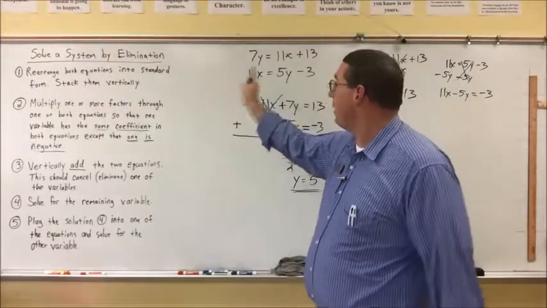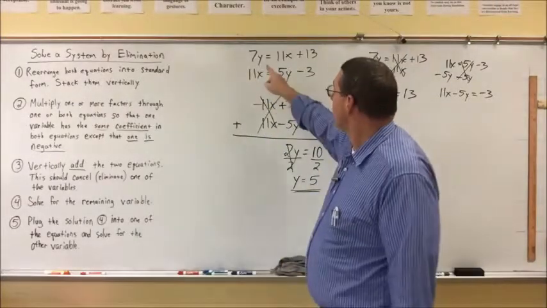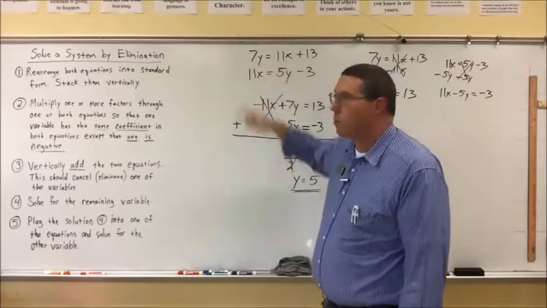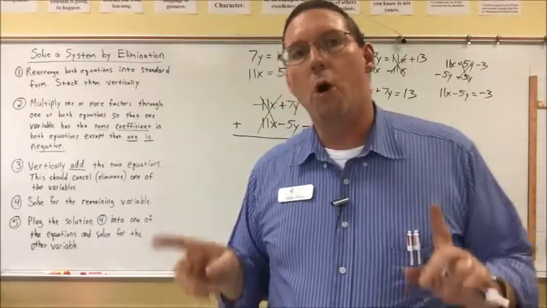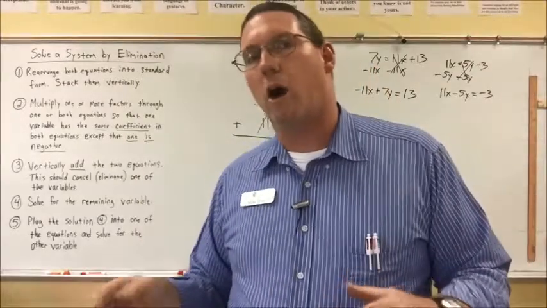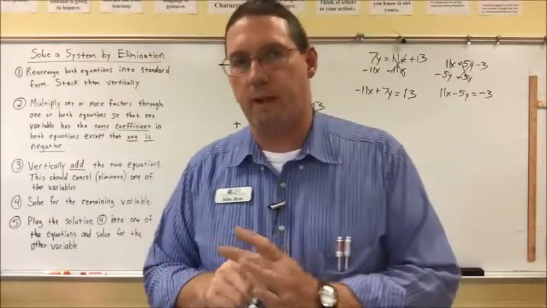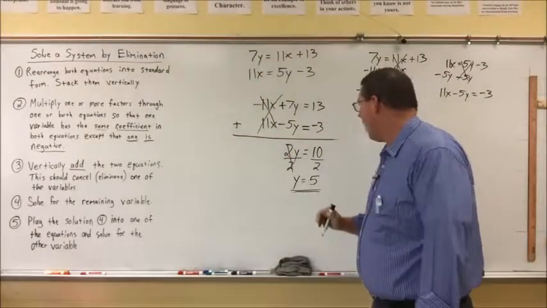In a system of equations, we're trying to get a value for both x and y. We don't just want one solution. We don't just want to know what y is equal to. We want to know what x and y are both equal to at the same time. So y is equal to 5.